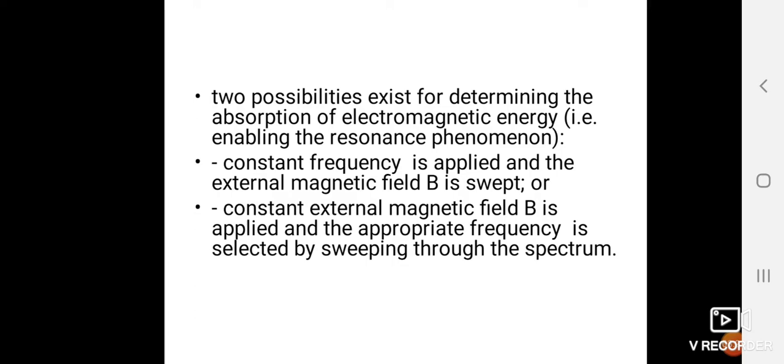Two possibilities exist for determining the absorption of electromagnetic energy. One is that it can happen at a constant applied frequency, and we can vary the external magnetic field, or we can keep the external magnetic field constant and vary the frequency. So, both kinds of measurements are possible in ESR.